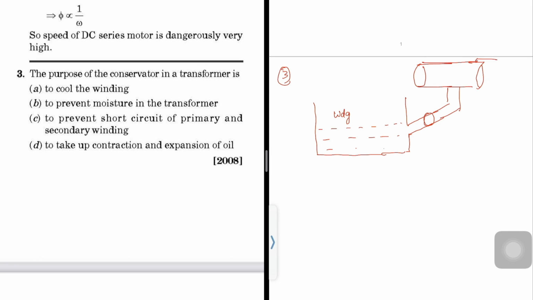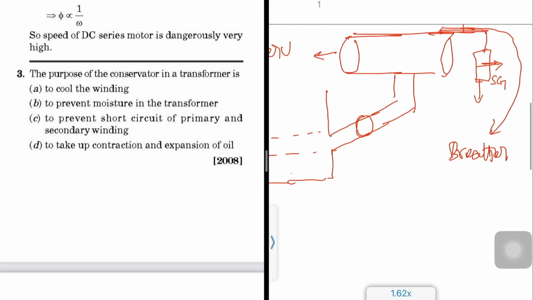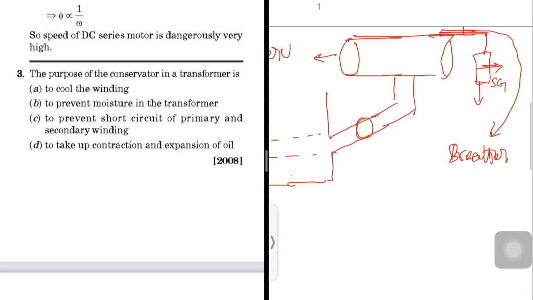From this, a breather is connected. This is the conservator tank, and this is the breather, and this rectangle shape is silica gel.